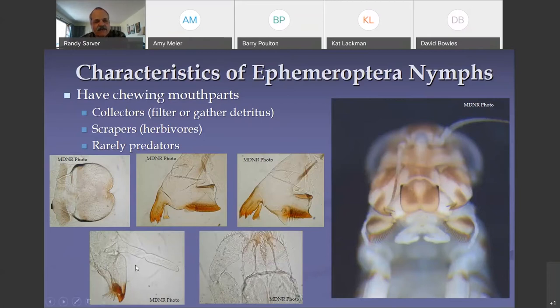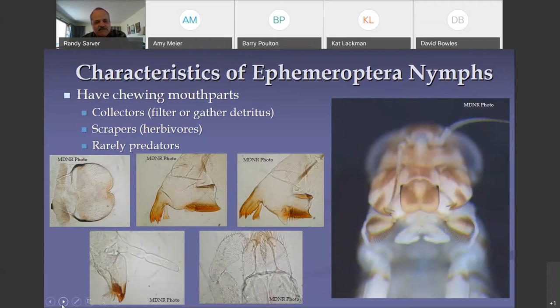Over on the left-hand side, you can see close-up photos of those mouth parts. The one on the top far left is the labrum, and this is just one example of a labrum. They have different shapes, and whether they have a notch there or not, these characteristics can come into play in identification at the genus and species level. The top middle and right photos are the mandibles, and they have different shapes and structures too.